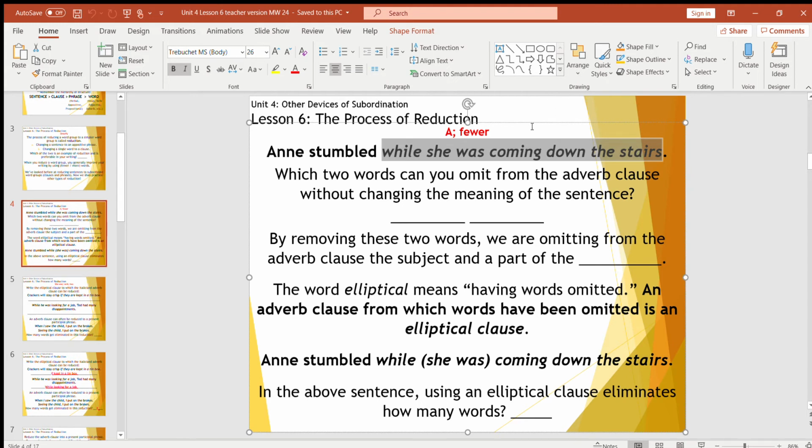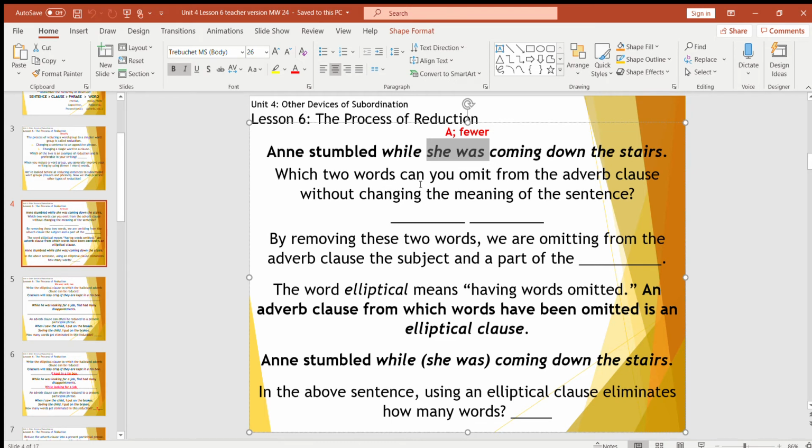Did you figure it out? It is she and was, right? Anne stumbled while coming down the stairs. Still makes sense. So by removing these 2 words, we are taking out from the adverb clause the subject she and the verb was. So part of the verb, right? Because coming is still technically a verb.